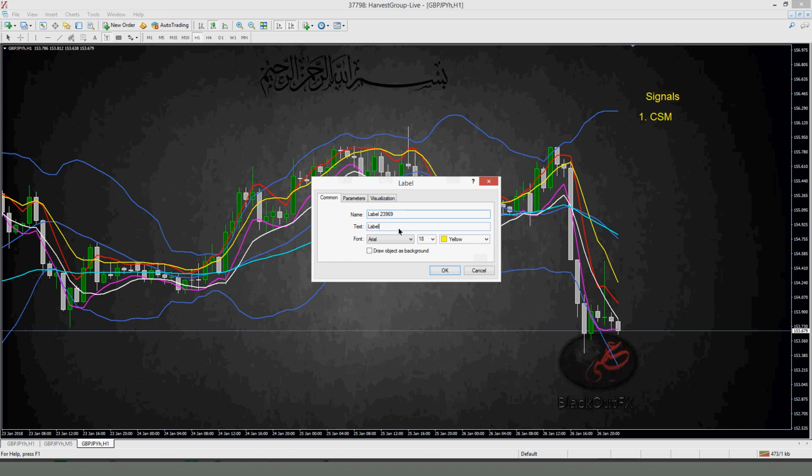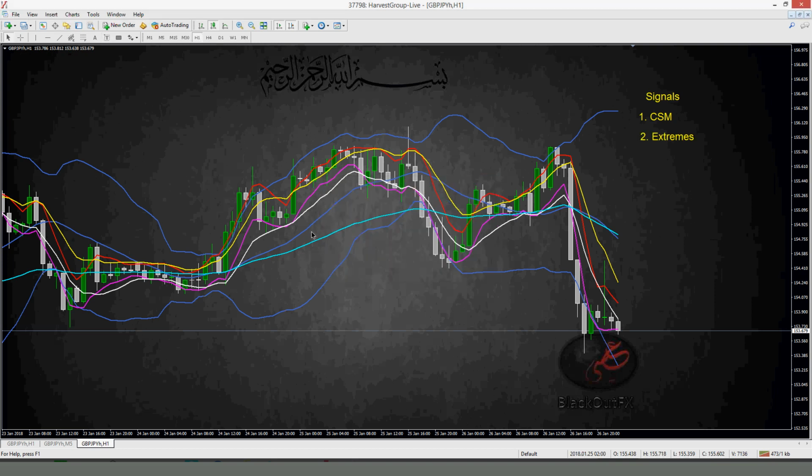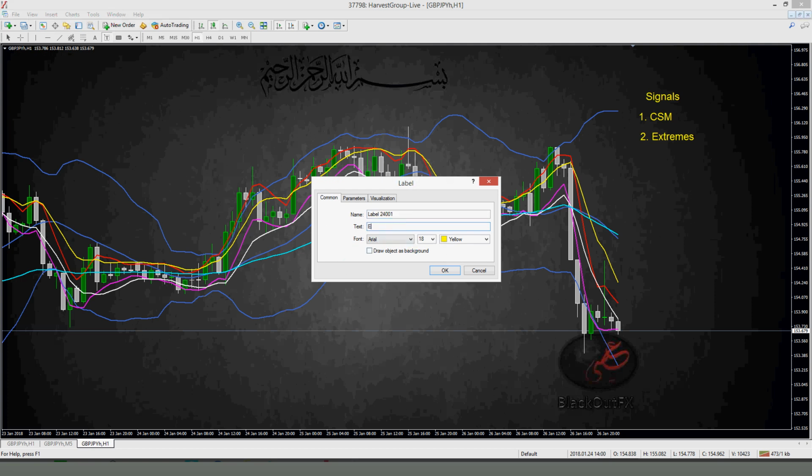The next signal will be extreme. Okay, what is meant by extreme over here is obviously MA outside of the Bollinger band. So MA outside of the Bollinger band is an early indication of a change of trend in the market, but it's not confirmed yet until there's an MHB. Okay, so as we can see over here, we have extreme sell.